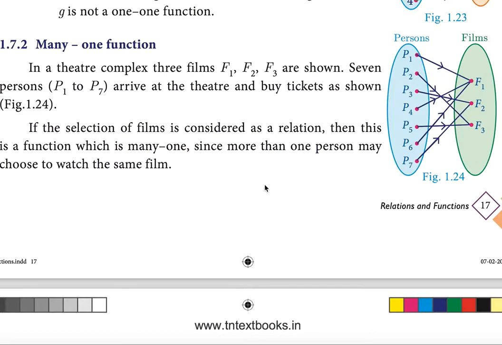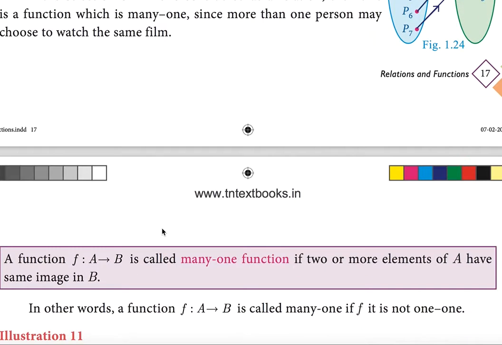Many to one function. In a theater complex, three films f1, f2, f3 are shown. 7 persons arrive at the theater and buy tickets as shown in the figure. If the selection of films is considered as a relation, even then this is a function. Then this is a function which is many to one. The inputs are many, right? Outputs are only three.